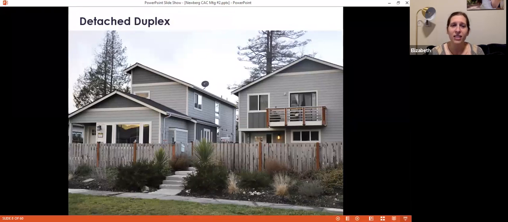Here we talked about these detached plex options, and here's an example of what a detached duplex might look like. It's just really two smaller homes that are situated on the same lot, but that's what it could look like. Next.